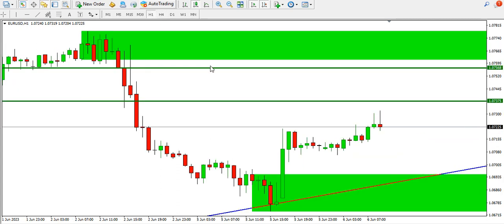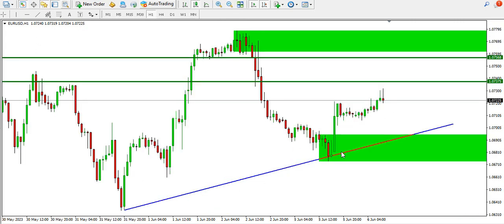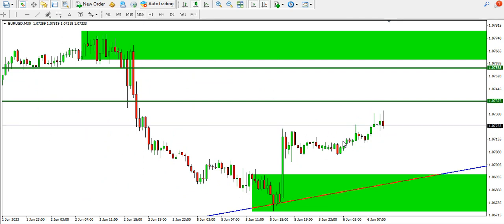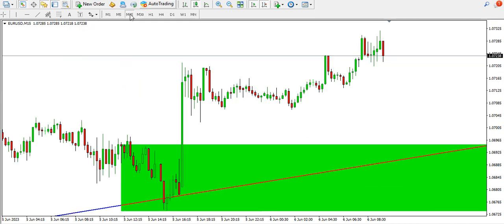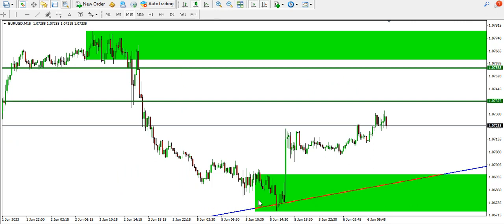On the 1-hour time frame, you can see that price is trying to rise as we continue to see a higher low. This low is higher than this low, so price is trying to rise to the top. On the 30 minutes time frame, you can see that the bulls are trying to push price up. So the bulls are trying to make price go above halfway of the previous down leg.